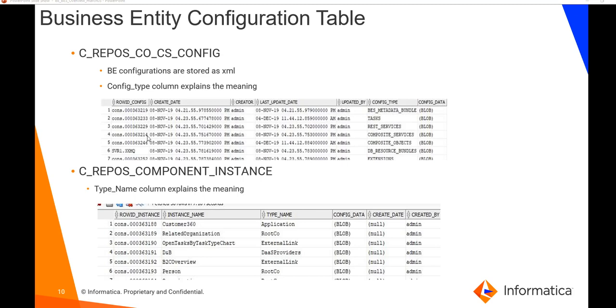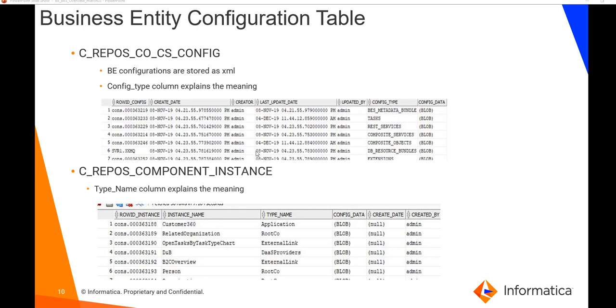Next is business entity configuration tables. So in the provisioning tool, we saw how to create a business entity, how to create a transformation, how to do task configurations. So finally, whatever you configure and publish from your provisioning tool, what happens? All the configurations done in the UI get stored in a table called CRPOS table in the form of XML. So XML in the backend will have all configurations.